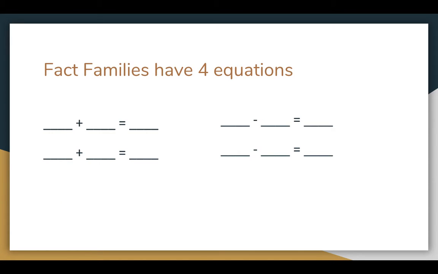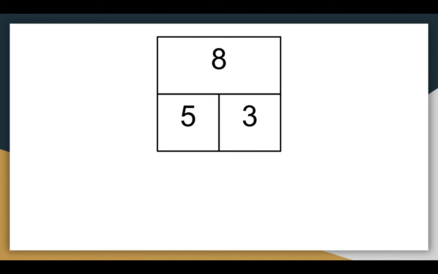So fact families actually have 4 different equations. So two addition that we've learned about with the commutative property, and then we have 2 subtraction equations. So let's take a look at this part-whole box again. We have one equation that we think about when we always think about that addition sign in the middle. We could do 5 plus 3 equals 8. That's one equation that we can have and one part of the fact family. We could also do the turnaround fact and do 3 plus 5 equals 8. Notice that it's the same numbers, they're just in a different order.